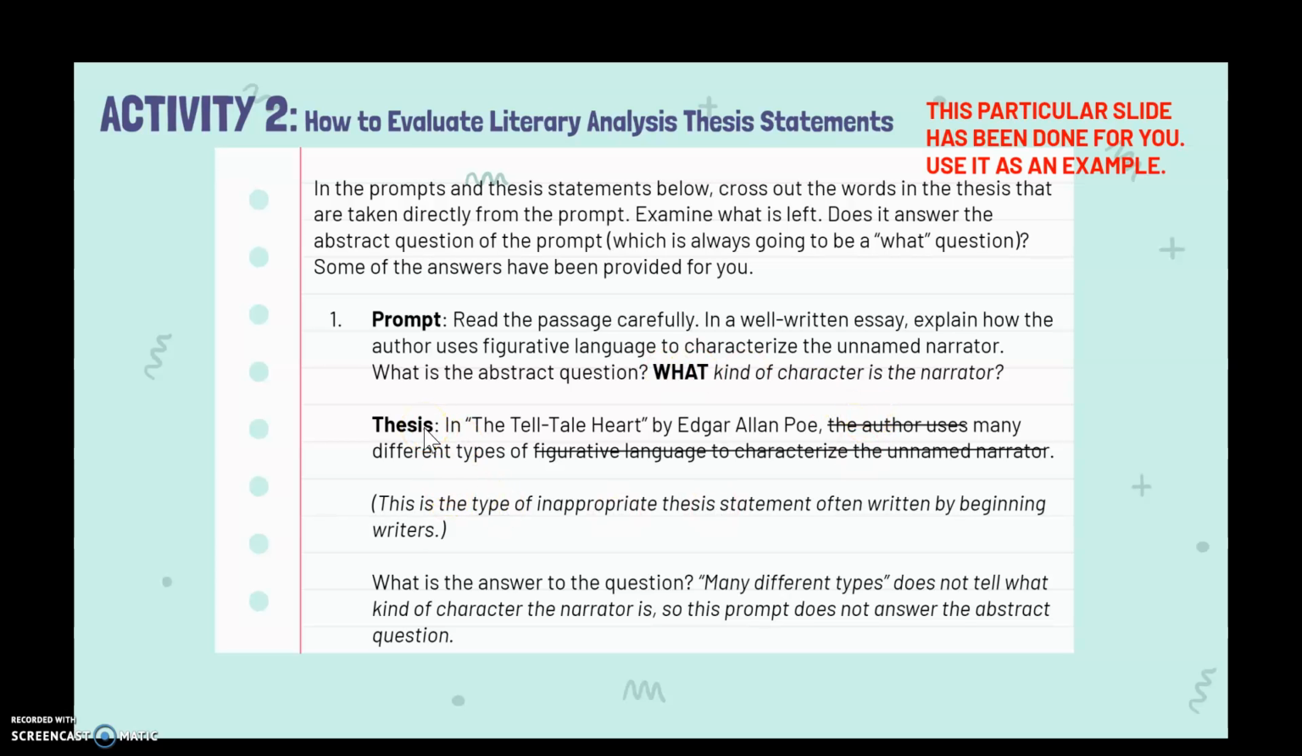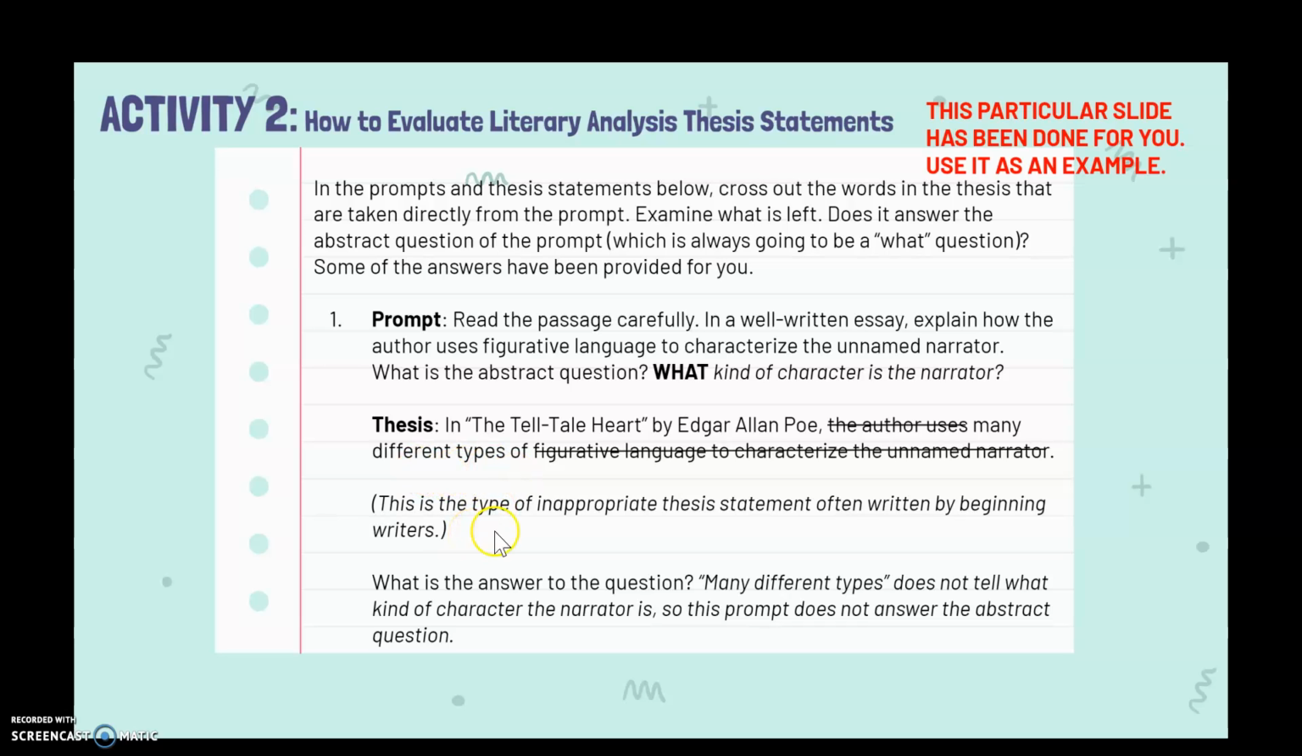Here's our thesis. In The Telltale Heart by Edgar Allan Poe, the author uses many different types of figurative language to characterize the unnamed narrator. If I go back, it tells me to cross out any words that are directly taken from the prompt. So we want to mark out the author uses and figurative language to characterize the unnamed narrator. And then let's look at the rest of this and examine it. In The Telltale Heart by Edgar Allan Poe, many different types.